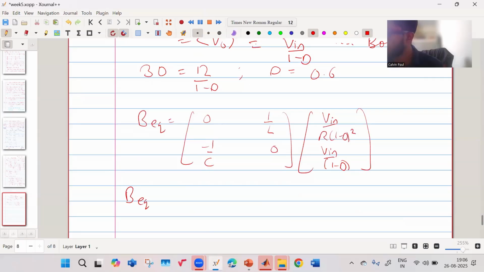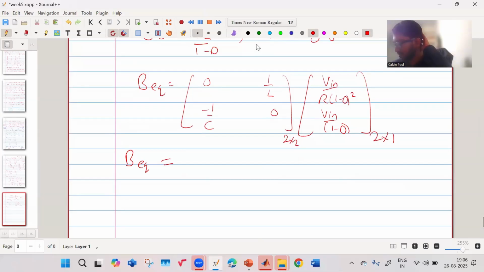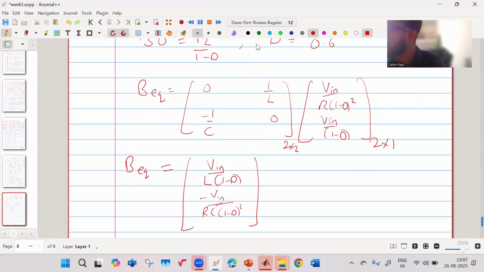So what is your B equivalent then? This is 2 cross 2 into 2 cross 1, so the result is 2 cross 1. What should be the B equivalent in this case? Vin by L into 1 minus D, and minus Vin by RC into 1 minus D square. Okay, so we have B equivalent.